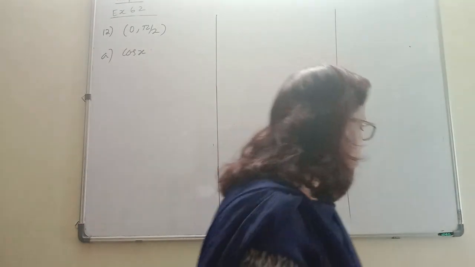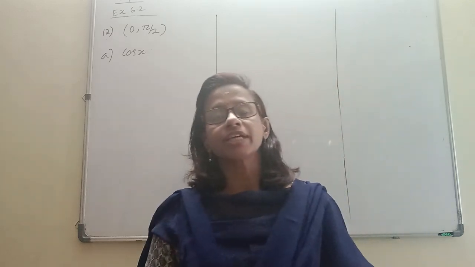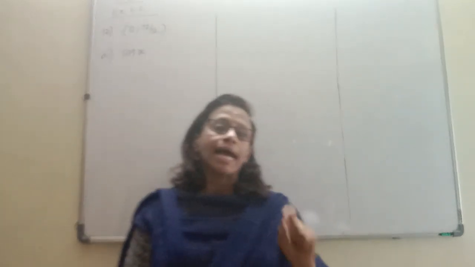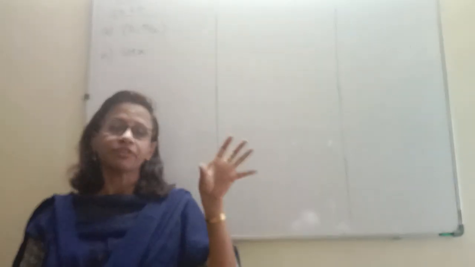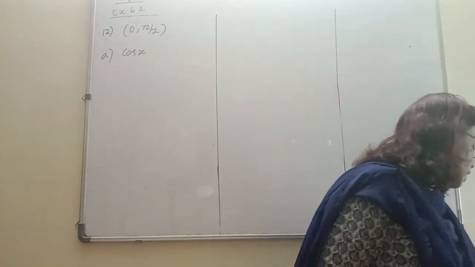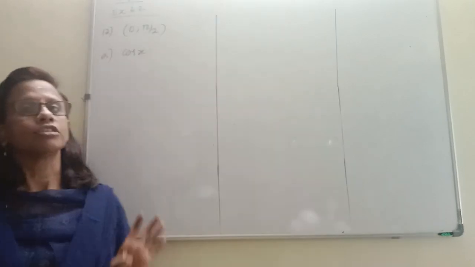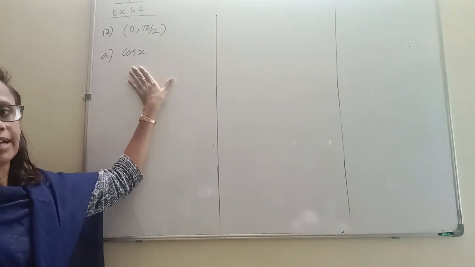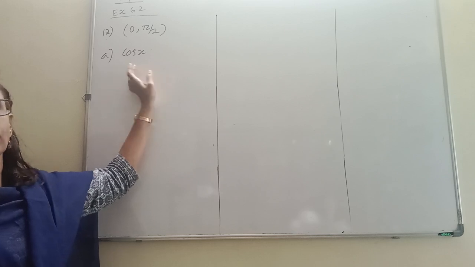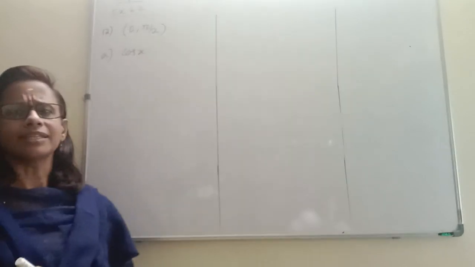The next question is question number 12, where they give us different functions and the interval 0 to pi by 2. On this interval, we have to check which of the following functions are decreasing. The very first function is cos x, and we have to show whether cos x is decreasing or not on this interval 0 to pi by 2. That's our work.